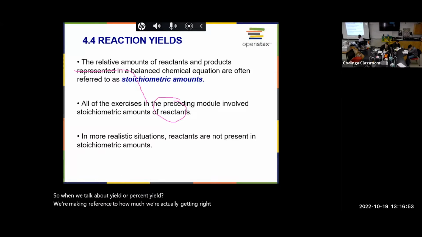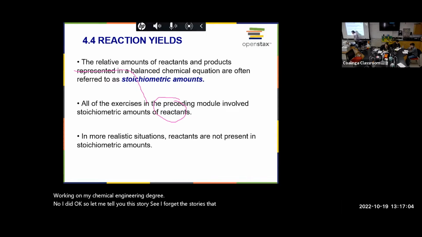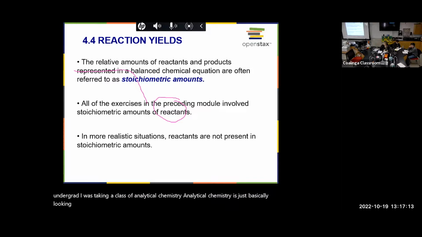Did I tell you guys a story about when I was in undergrad? Okay, let me tell you this. I forget the stories that I tell. When I was in undergrad, I was taking analytical chemistry. Analytical chemistry is basically looking at how much you're making, the analysis, so you do all of these analyses to determine things. The purpose of this lab was to determine the percent yield of our starting material.